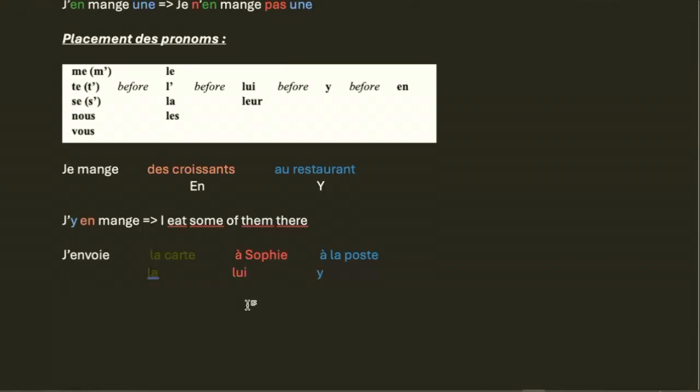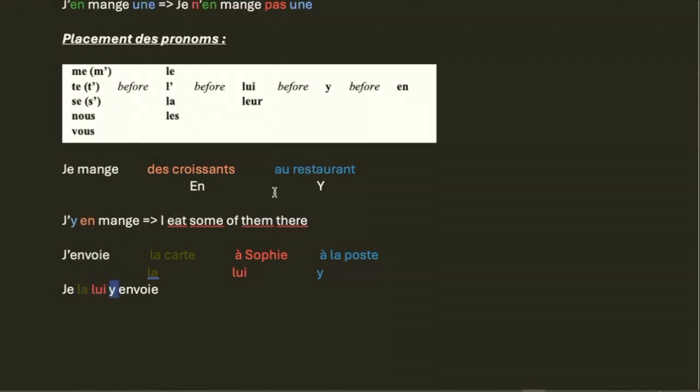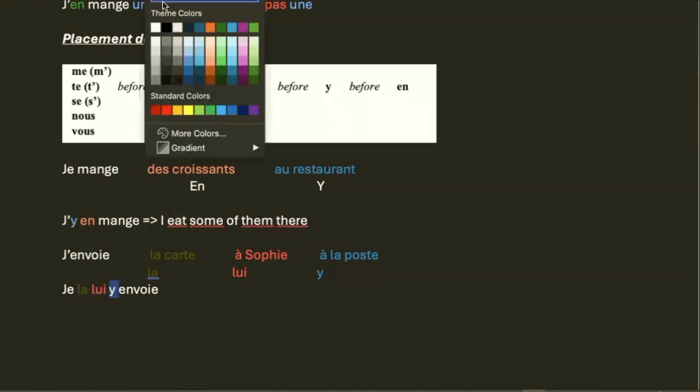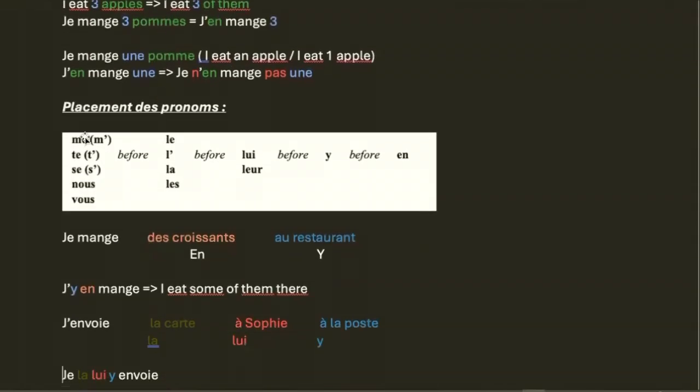Well, je, la, lui, y, envoie. Done. D'accord? I just follow the order. La, that's correct. Lui, it's after. Y, it's after. Envoie. Et voilà, je la lui y envoie. Okay? As simple as that. Like really nothing complicated. Just make sure to follow the order.